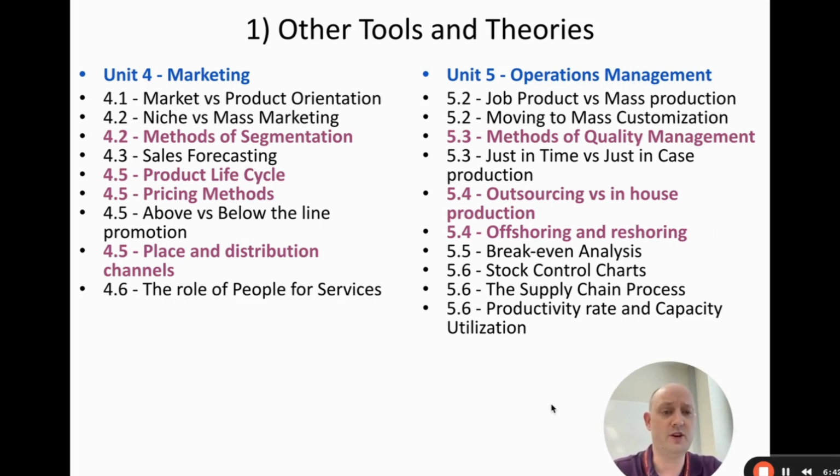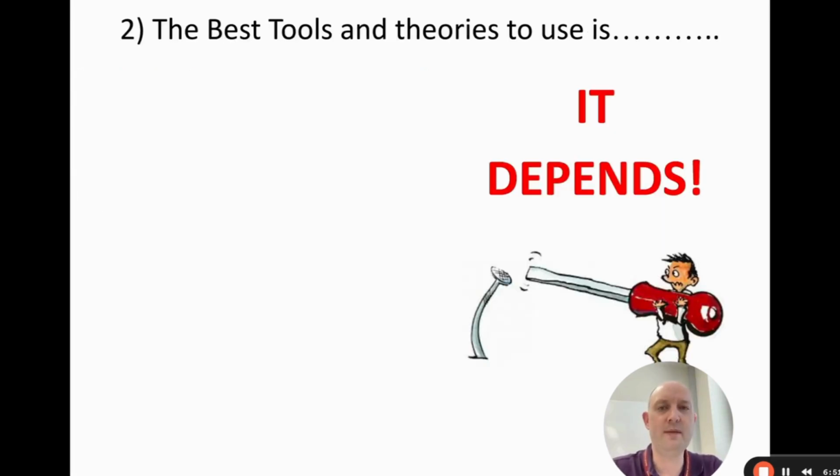The key point here is I'm not going to go through every one, but you can have a look through the lists and it gives you a good idea of the sort of things that you might want to use. With that in mind, let's go on to the second point, which is the best tools and theories to use.